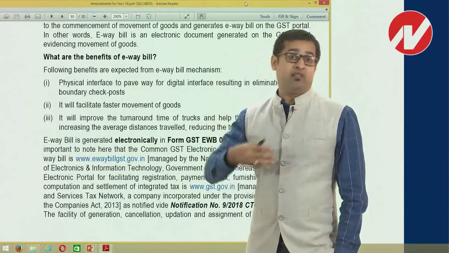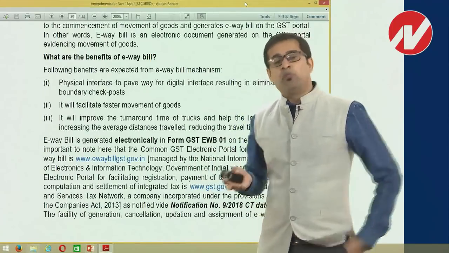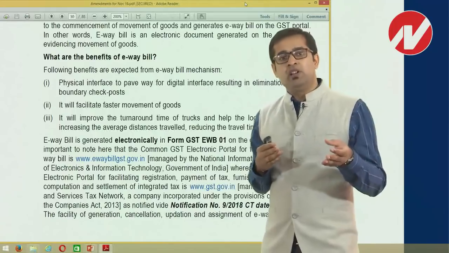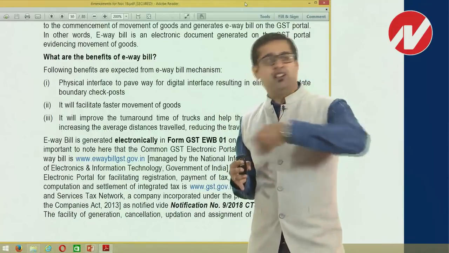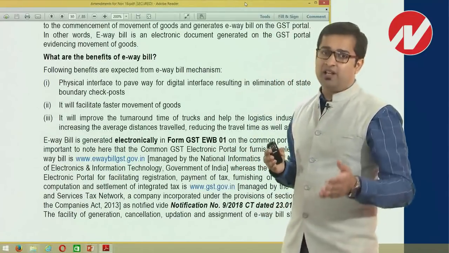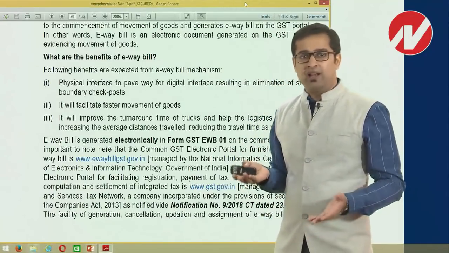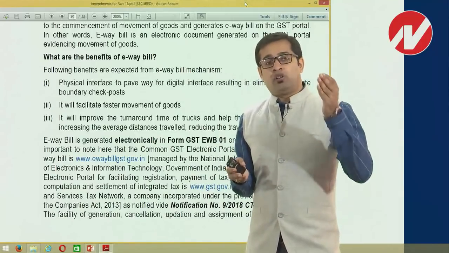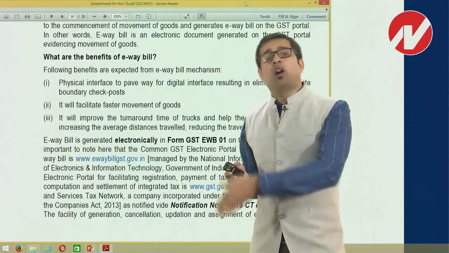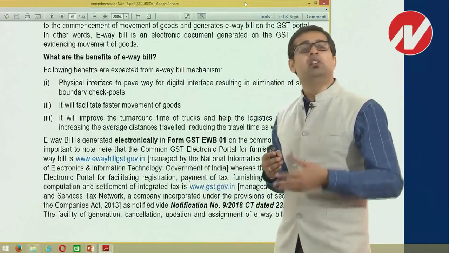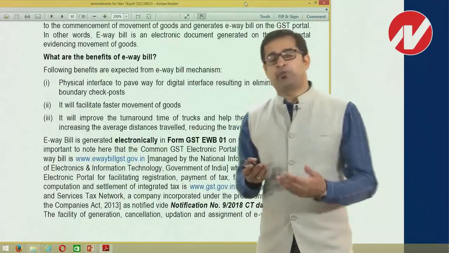The extra time that was being wasted will be reduced, because every time a vehicle has to stop at a check post for 5 hours for physical verification before it is allowed to move from one state to another. Instead, if the e-way bill comes, the check post system will go away. So the transporter's turn around time and layover time will be reduced. So technically things would become faster and cost will obviously be reduced in transportation terms.